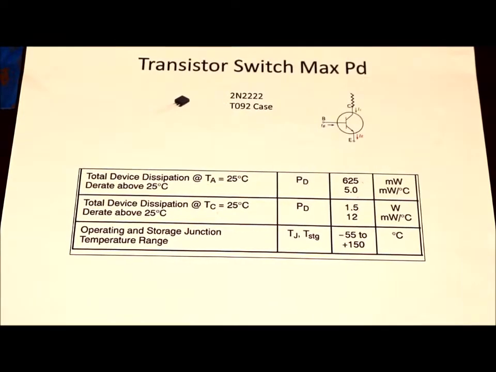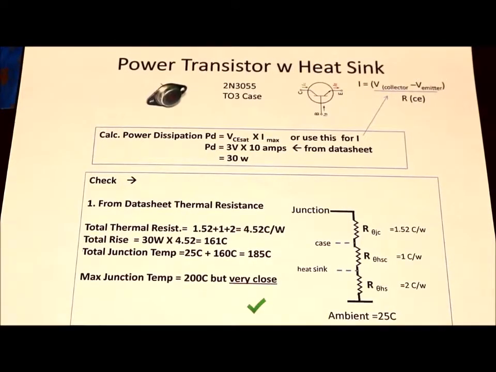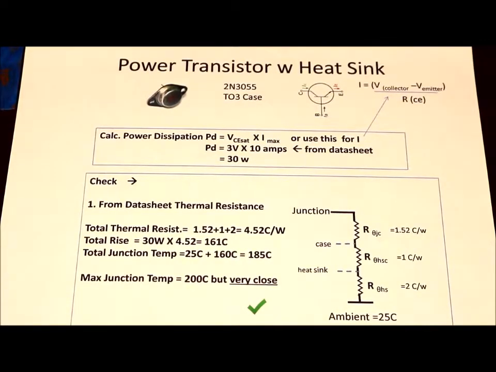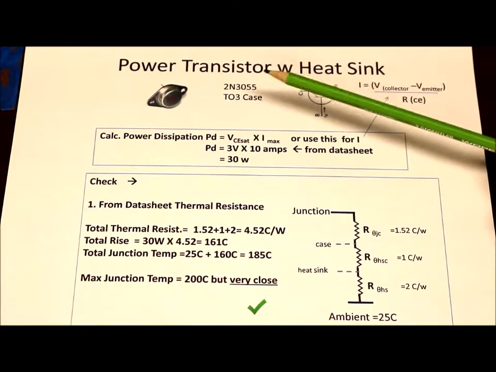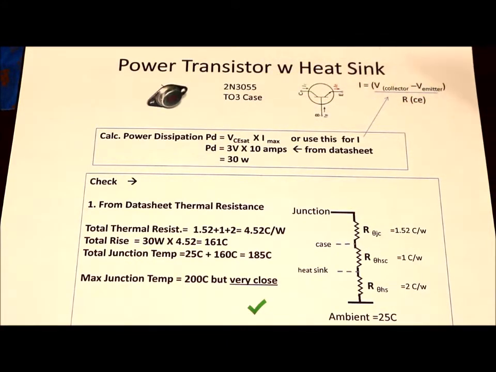Okay, next we'll take a look at a power transistor with a heatsink. Okay, here we have a power transistor with a heatsink. This happens to be a 2N3055 in a TO3 metal case. It's made to be hooked up to a heatsink. The diagram looks like this. This is typically used as a pass transistor in a power supply.